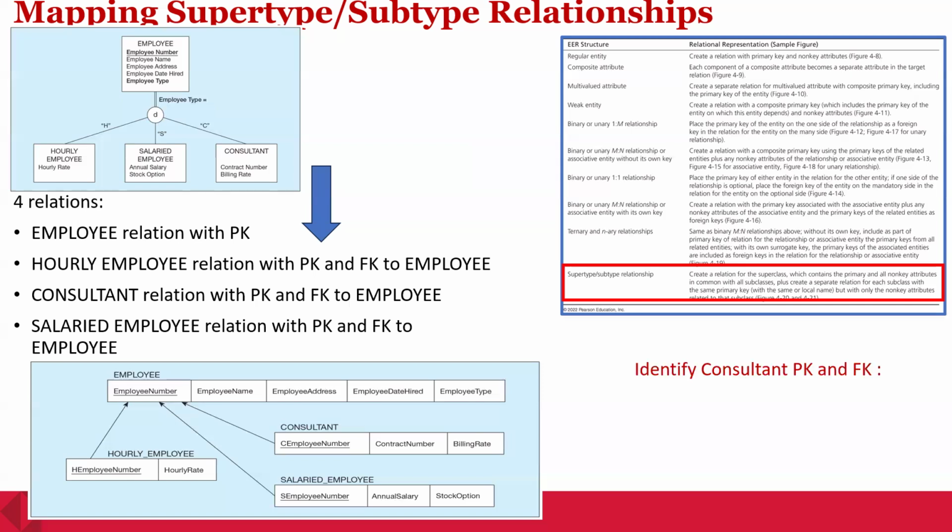And yes, here's an explanation. So we added C employee number to consultant employee. We added S employee to the salaried employee, and so forth. So again, those attributes are primary keys, but at the same time they're foreign keys.